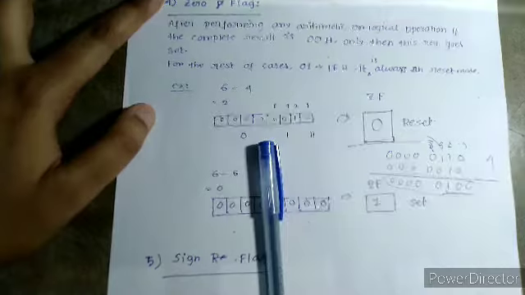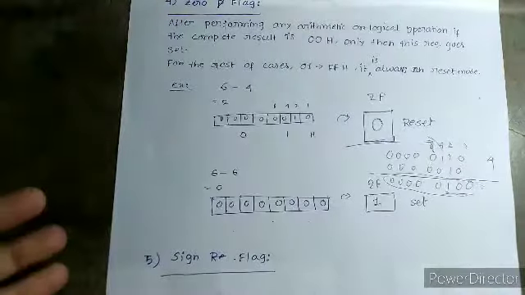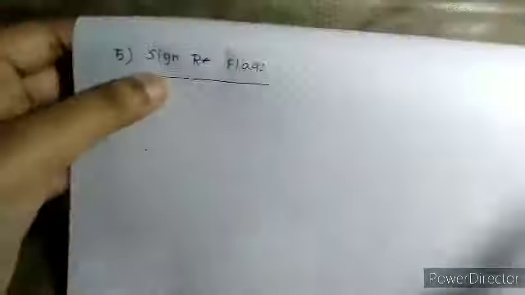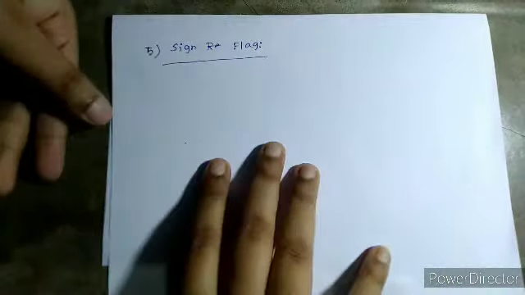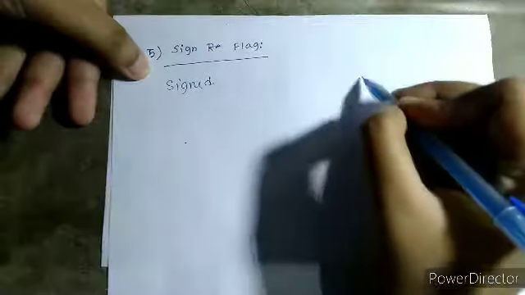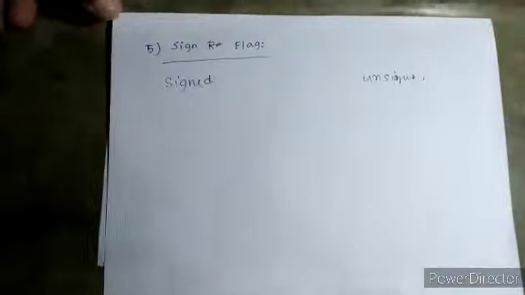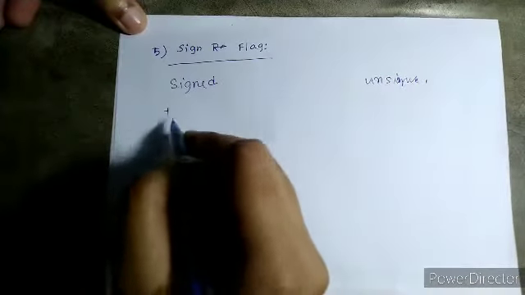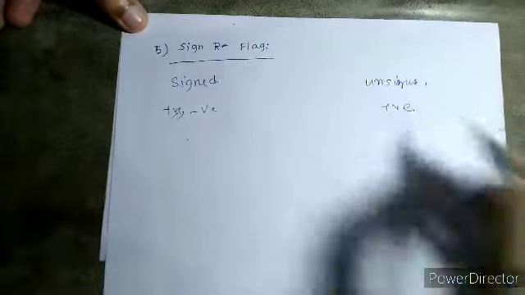Okay. The next flag, the most confusing one, is the sign flag, the last flag and probably the trickiest one. I know some of you have already read this and thought it is easy, but first let me say all the things and then you will decide. There are two types of numbers, signed and unsigned, right? Signed numbers can be positive or negative, and unsigned numbers are always positive.